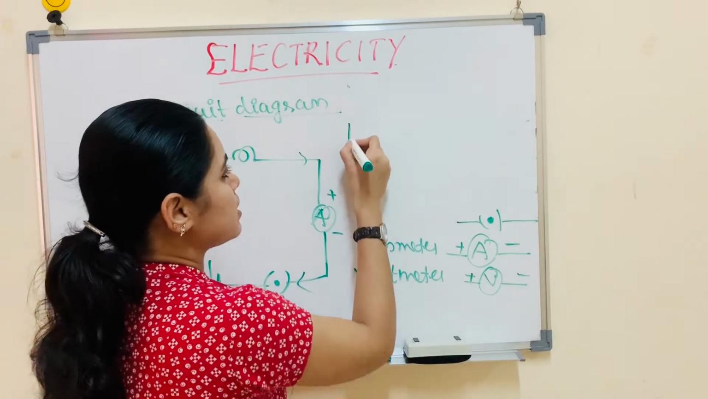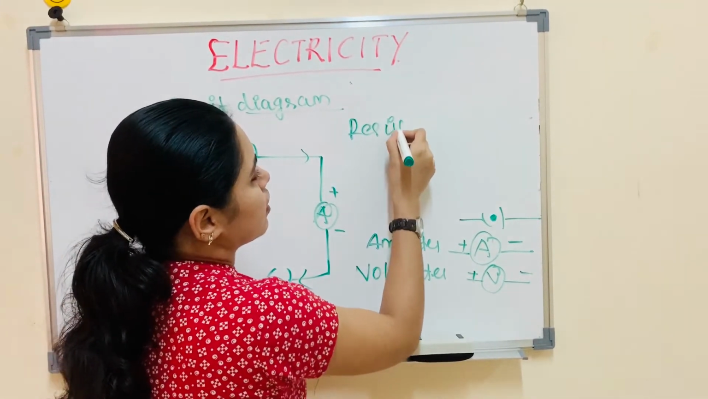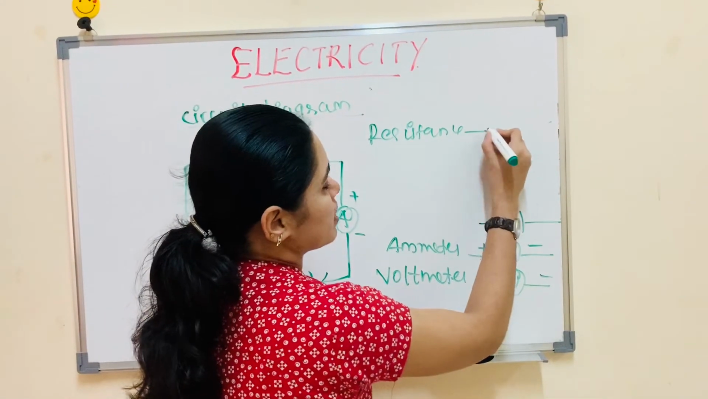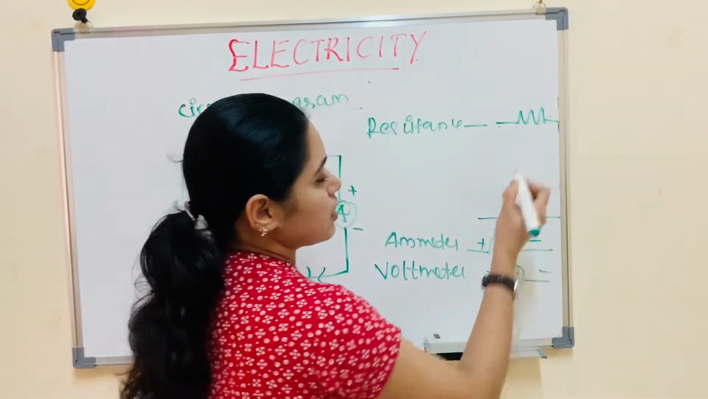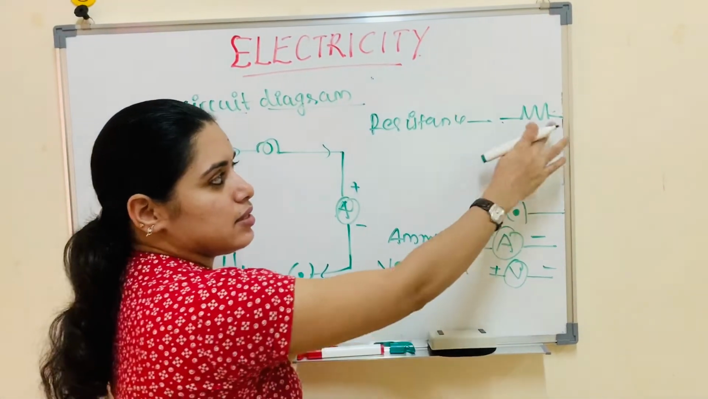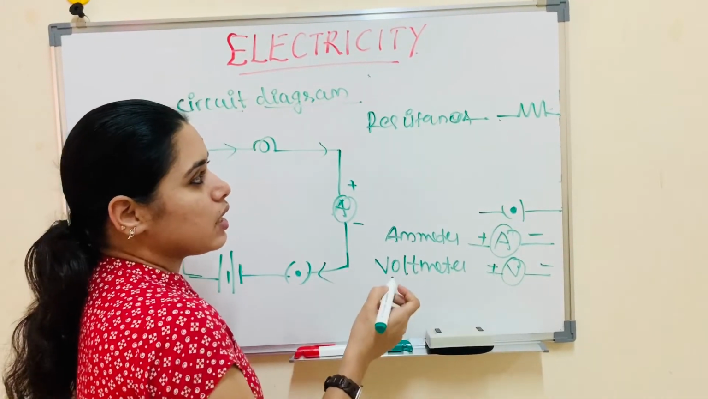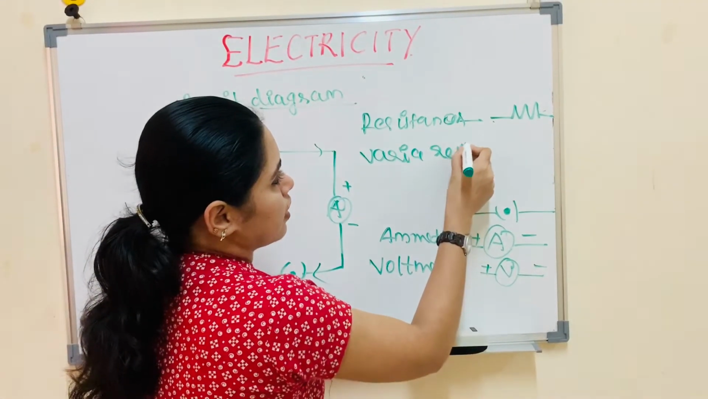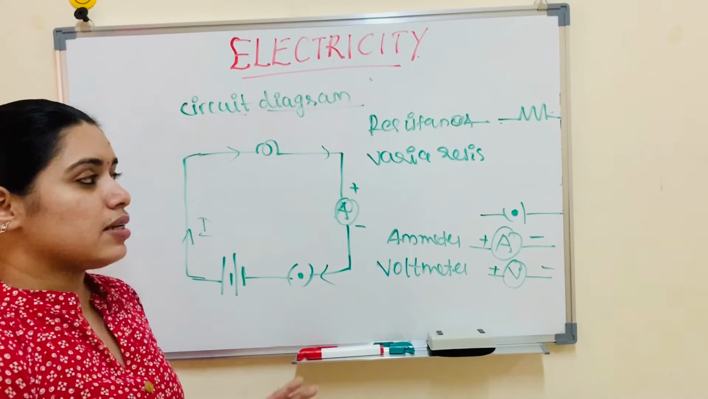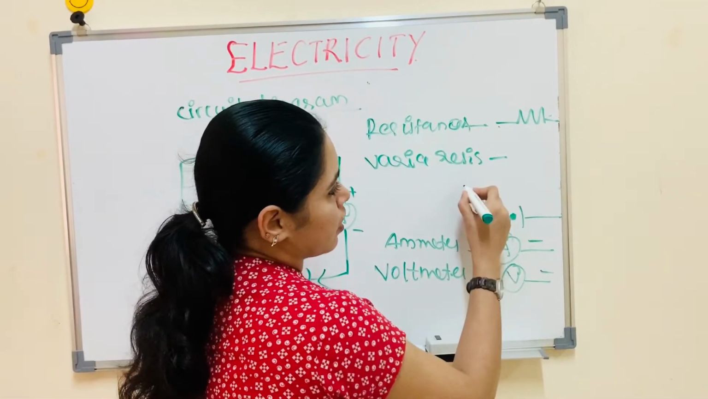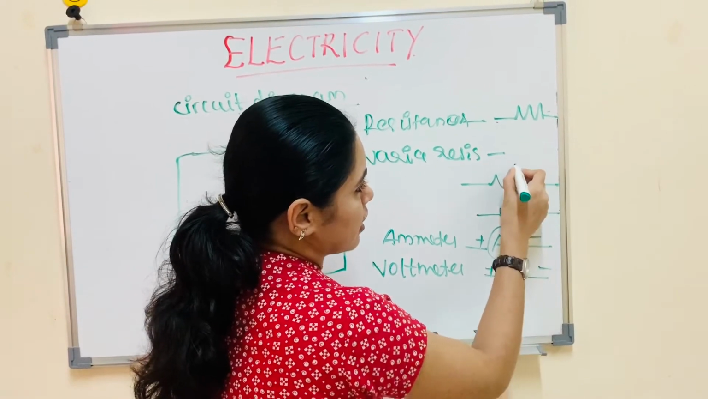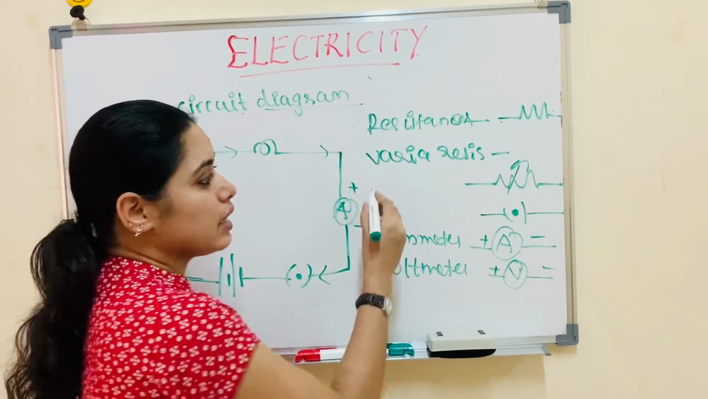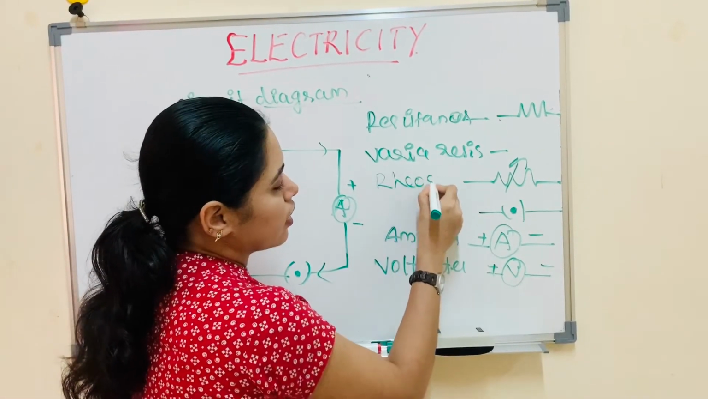Now, how can we represent resistance? We can study resistance in detail in a coming section. A resistor can be represented like this. Now, variable resistor. A variable resistor means it is a resistor whose value can vary. We can represent it like this. Such variable resistors are called a rheostat.